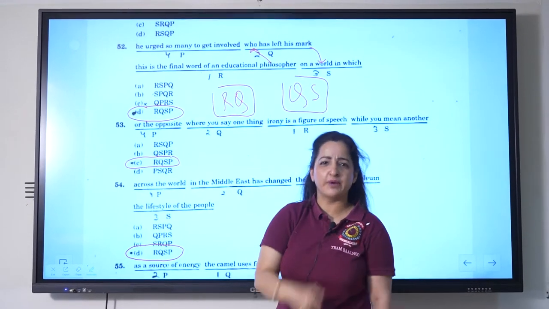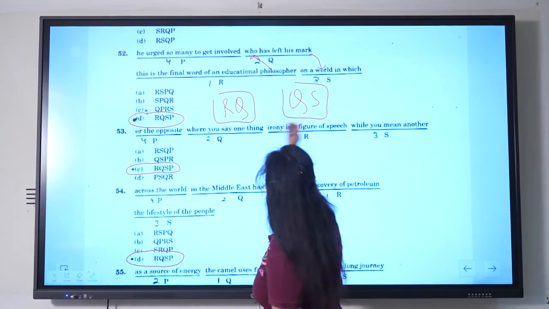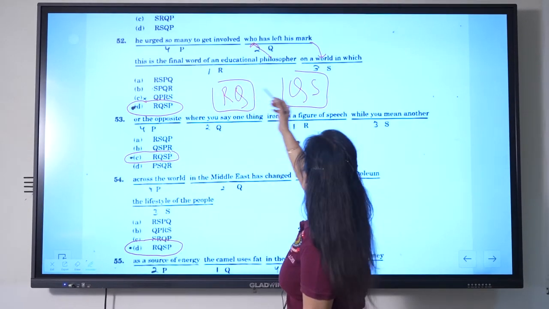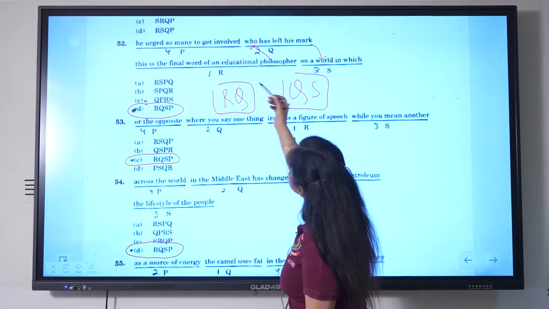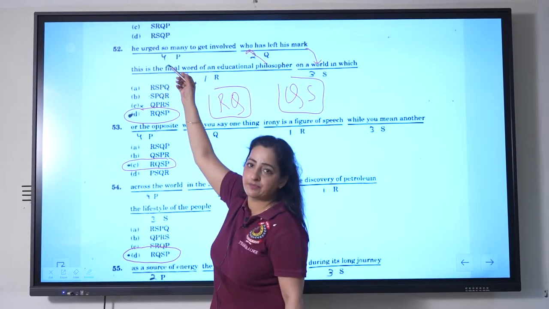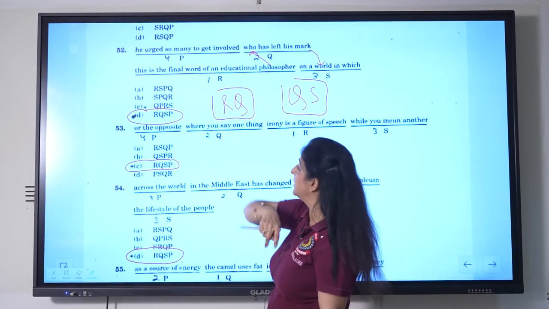Alright, even if you make one pair, you stand a chance of your answer being absolutely right. Okay, then on a world in which he urged so many to get involved. And then the action there, right? So this is the subject and there the action. What did he do? He urged.